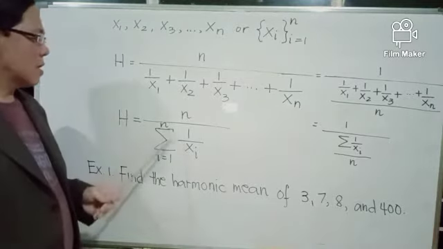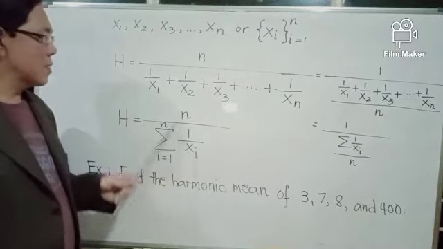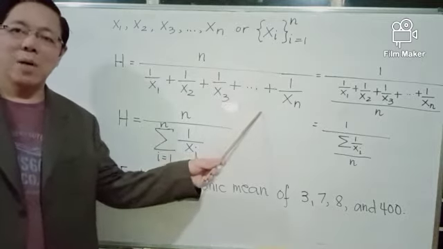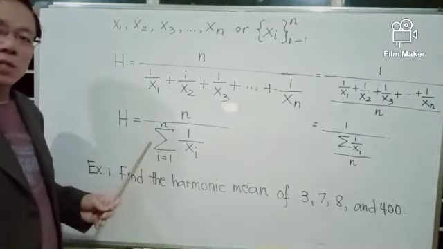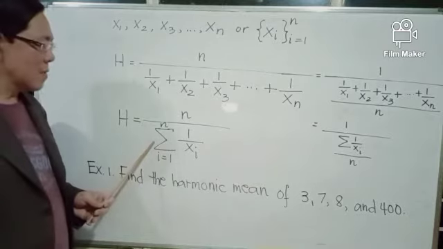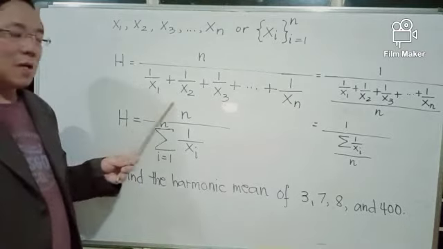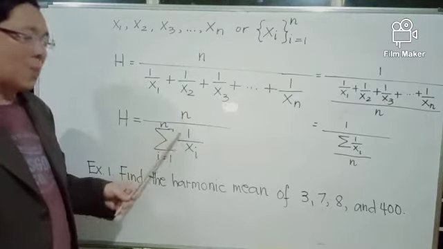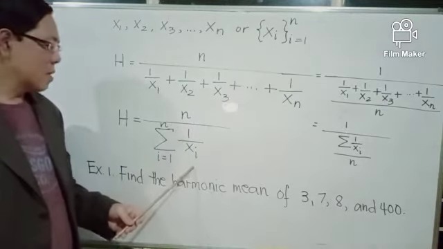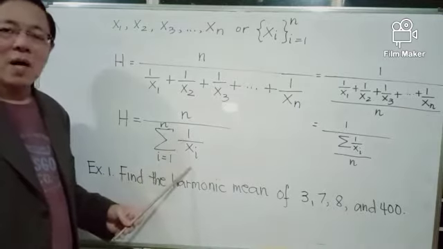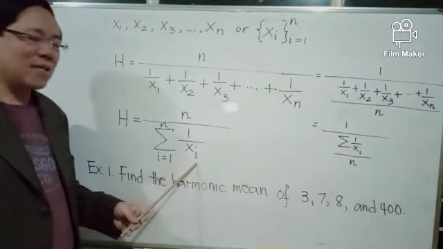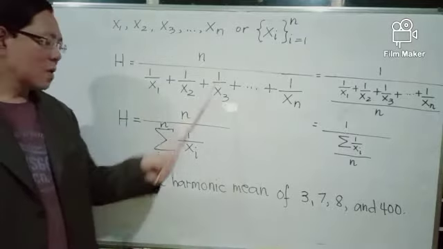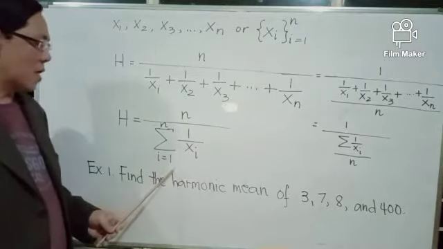mean. The sum of the reciprocals can be written in compact notation using the sigma notation for summation. So the divisor can be written in a more compact way as the summation of 1 over x of i, where 1 over x of i is the reciprocal of the ith value in the given set of data, where i is 1 to n.